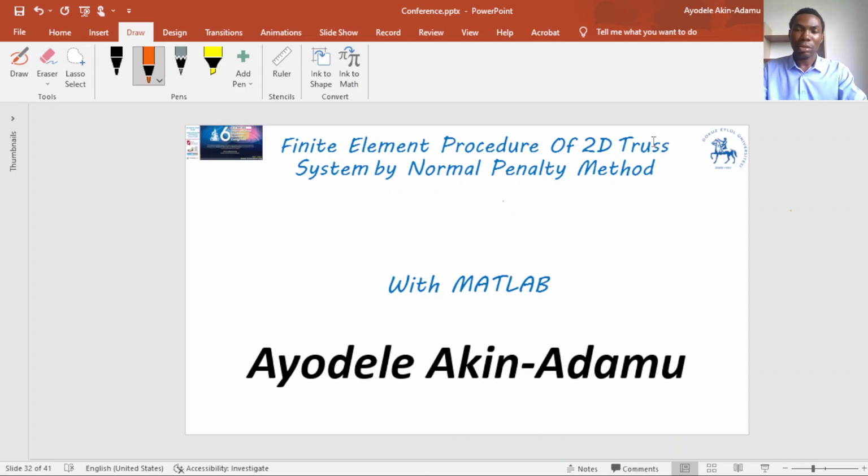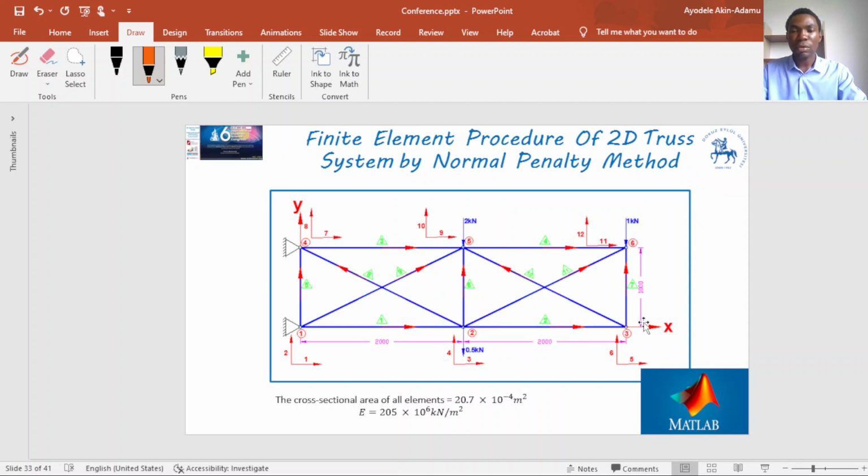What I mean by normal penalty method is that in my previous video, I also used a penalty approach to solve this cantilever truss problem on Matlab. While using the method, I assumed a large support stiffness, which you add to the global stiffness matrix. I assumed the value to be infinity. I used Matlab to modify the global stiffness matrix by adding infinity to the support degrees of freedom along the diagonal elements of the global stiffness matrix.